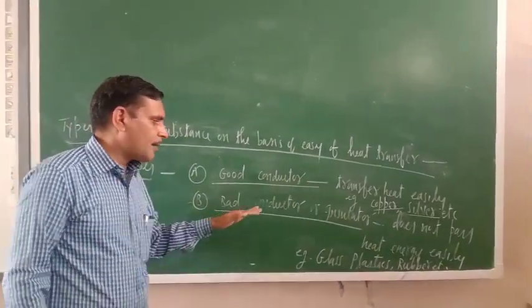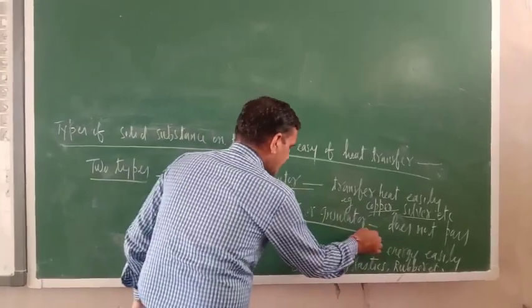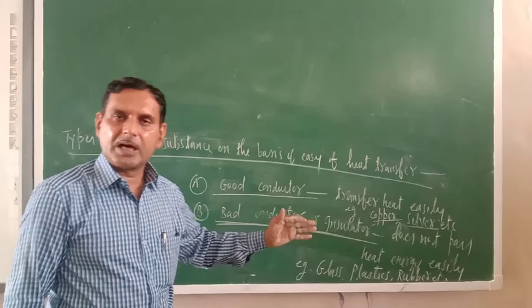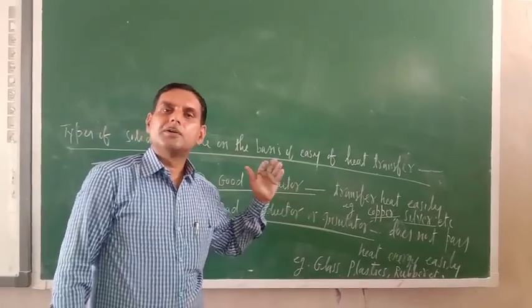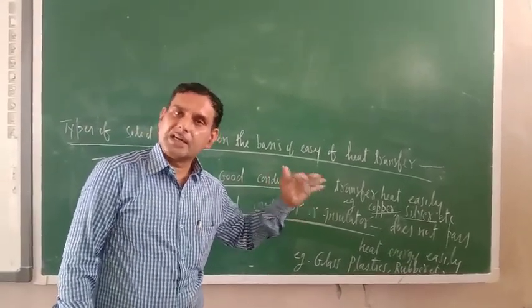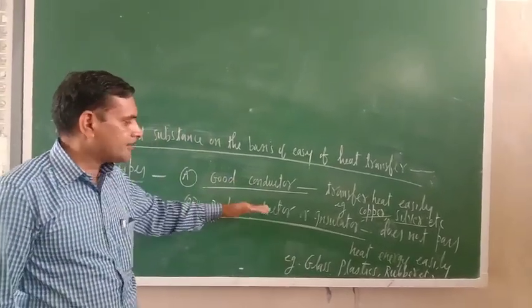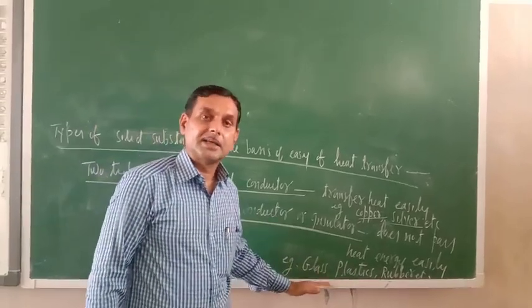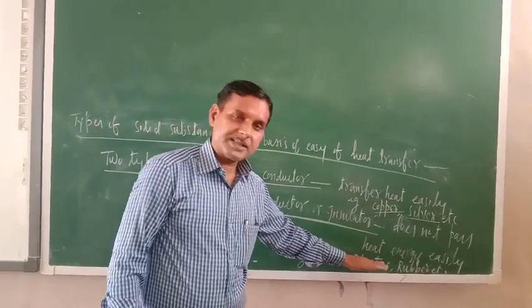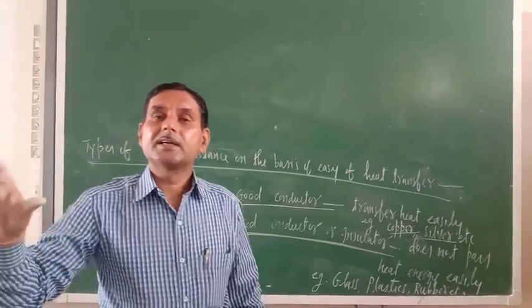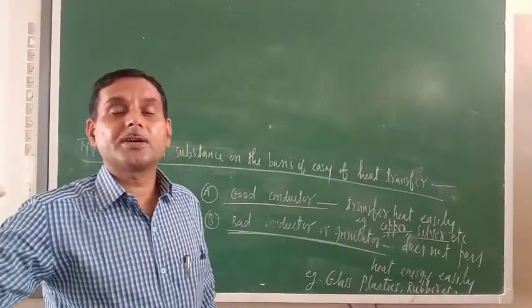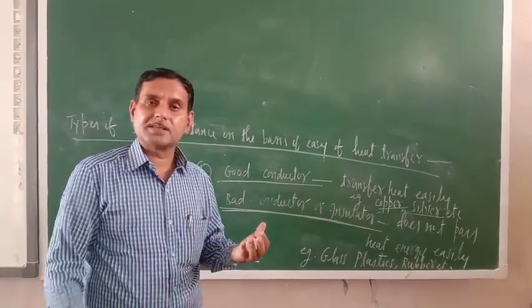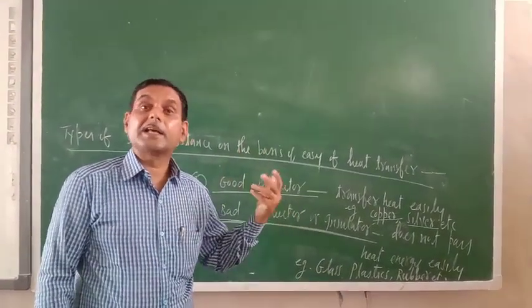The second type is the bad conductor or insulator. These are the solid substances which do not allow heat energy to pass through them easily. That is why they are known as bad conductors or insulators. What are the examples? Glass, rubber, plastics. This is the reason electricians use rubber gloves or plastic gloves while repairing electrical equipment.